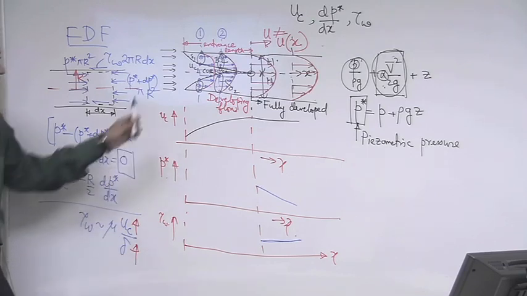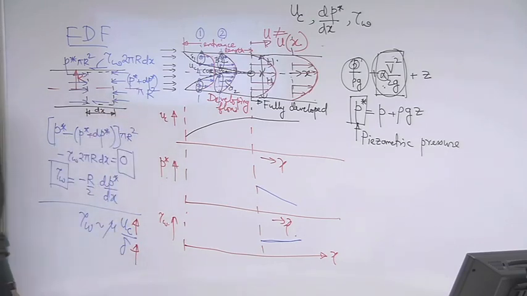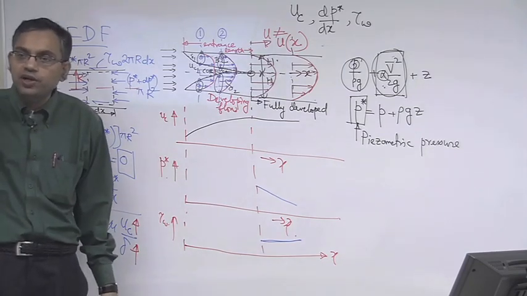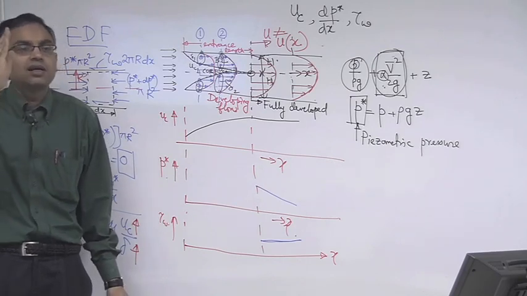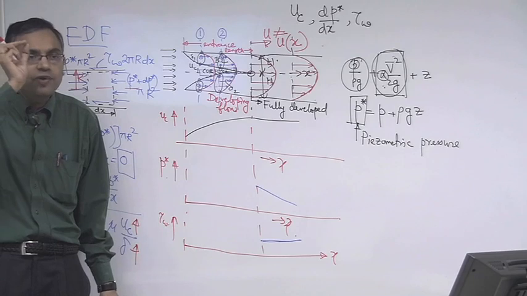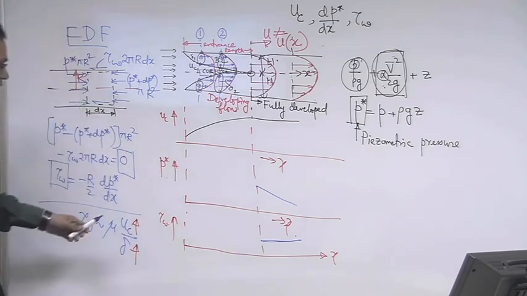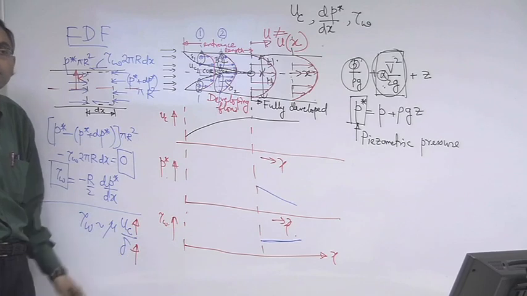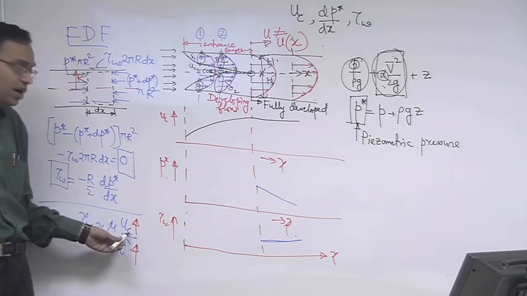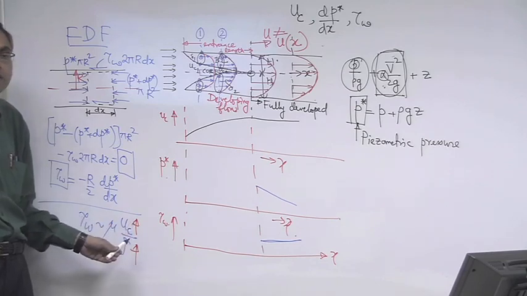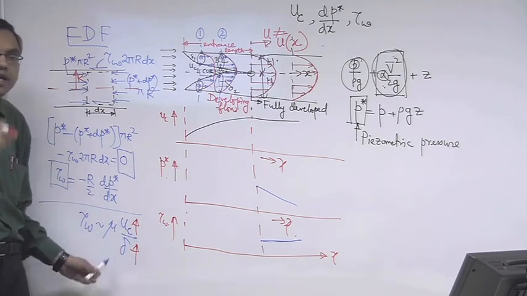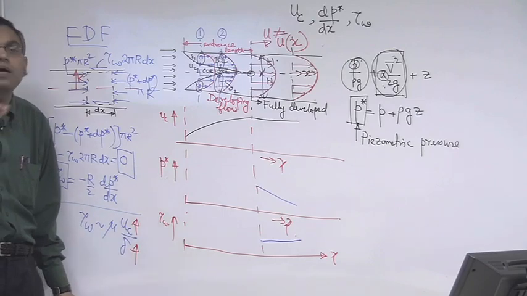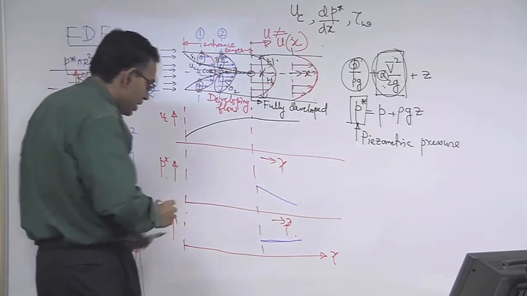See, what is delta as x tends to 0? At x equal to 0, actually delta is not defined, that is a point of singularity. But take x tends to 0 plus, an infinitesimal distance away from the entrance. At that location, what is delta? Delta will be tending to 0. But uc is not unbounded, uc is still finite. So some finite number divided by something tending to 0 will be very large. And then delta becomes suddenly finite. So that means from a large value, it should come down to a small value. So it should be something like this.